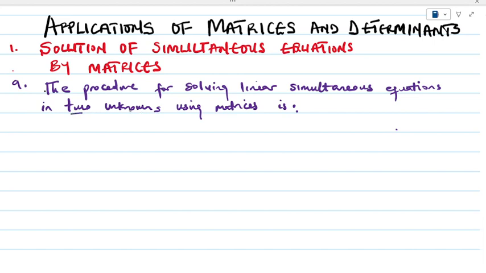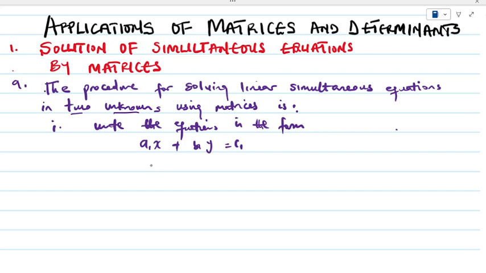So first of all, I want to deal with the two unknowns. What is the procedure in solving simultaneous linear equations using matrix when we have two unknowns? Alright, the first step is to write the two given equations in the form a1x plus b1y equals c1 and a2x plus b2y equals c2.